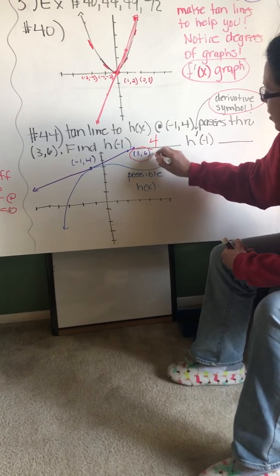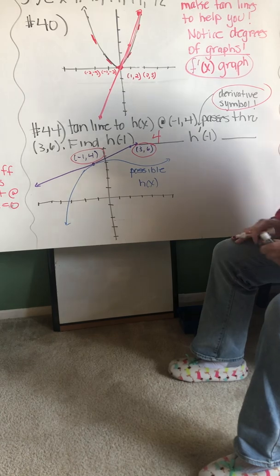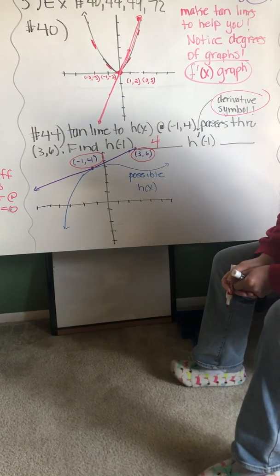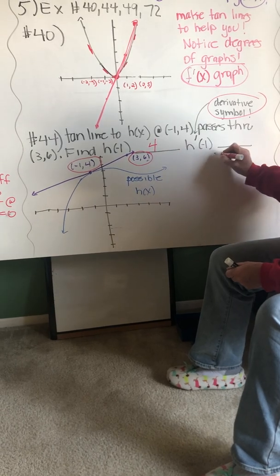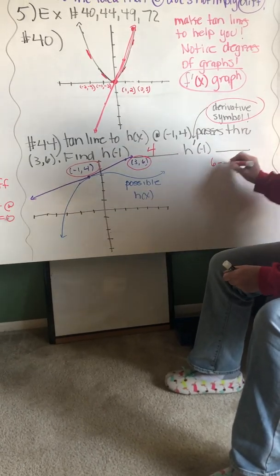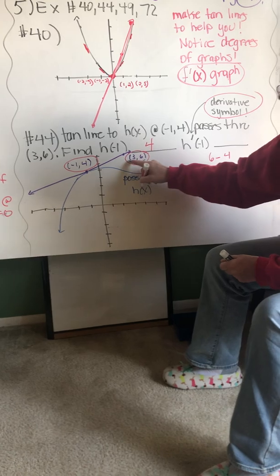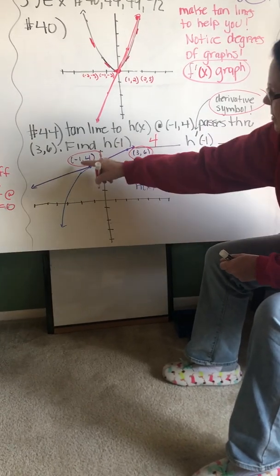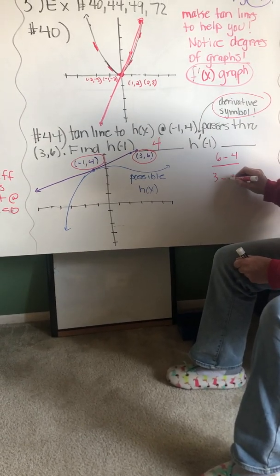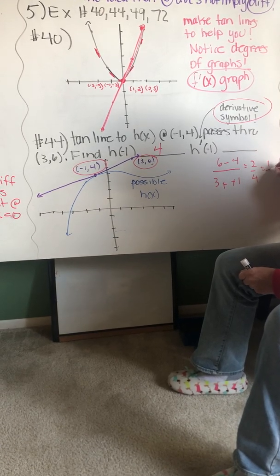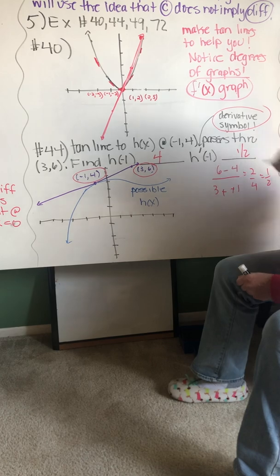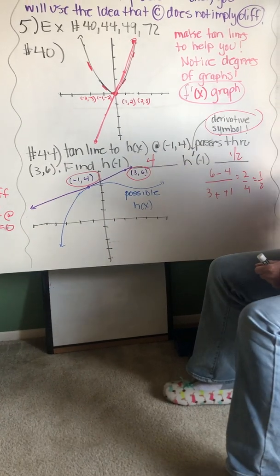And if you look here, there you go. I know how to find the slope of that tangent line. I've got 2 points. Here we go. y2 minus y1 over x2 minus x1. Here we go. That's going to be a 2/4 or a 1/2. There we go.